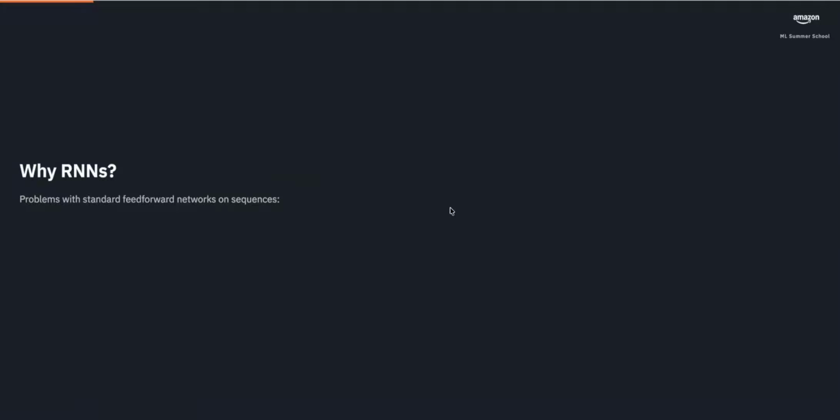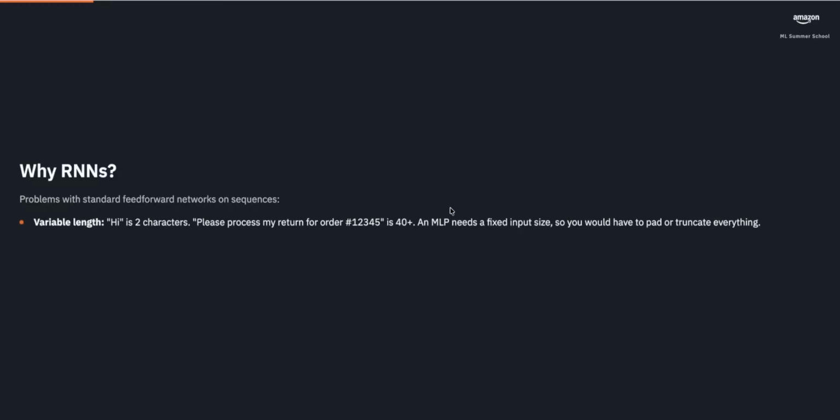Now the question is, why can't we just use a normal neural network for this, like a regular MLP? There are three major problems with it. First, the input sequence can be of variable length, like "hi" is of 2 characters, but a customer complaint could be of 200 words. As we know, an MLP needs a fixed input size, so you'd have to pad everything or cut it short. Padding adds noise to the data and truncating would lose information. So both of them would be a bad solution for this problem.